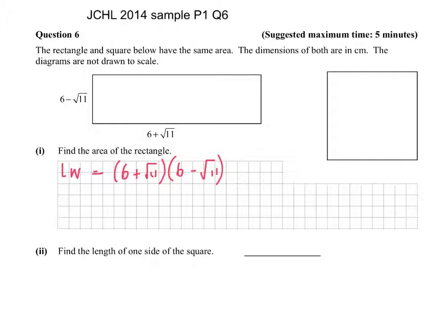Now if you go through the process of multiplying out the brackets, expanding the brackets, one of the key things you should really notice is that it's a difference of two squares. Difference of two squares, very quickly, is the idea that a squared minus b squared is equal to a minus b, a plus b. And you can see that we've got that here. We've got 6 plus root 11 and we've got 6 minus root 11.